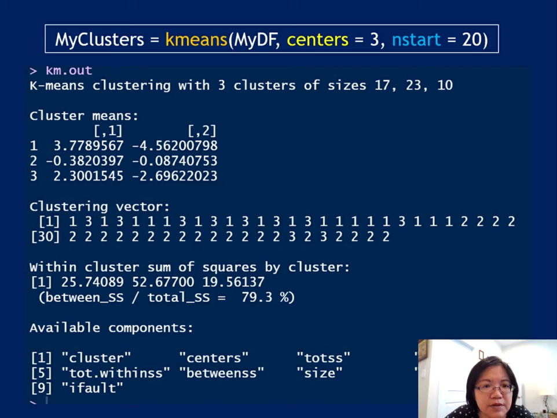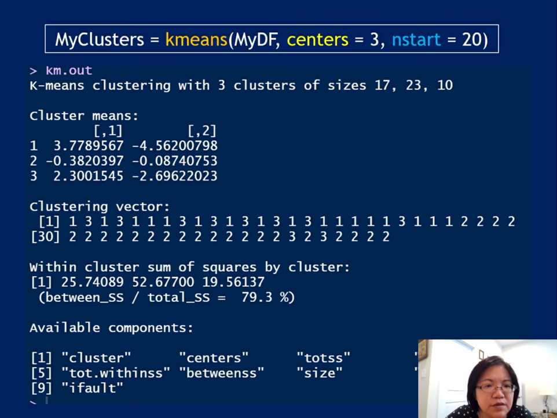So this is the output. When you specify kmeans and you provide the data frame, you can ask for centers equal 3. So that's your number for k. You're asking for 3 clusters, and then you're asking to run the same routine 20 times, so random assignments 20 times. You will see the cluster means in the results for the first cluster and the second cluster.